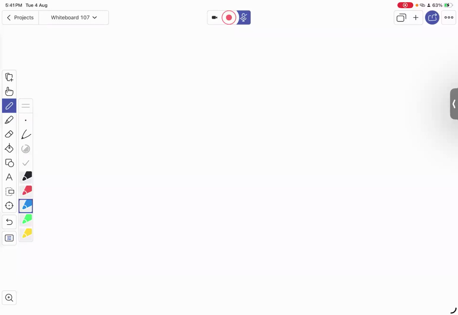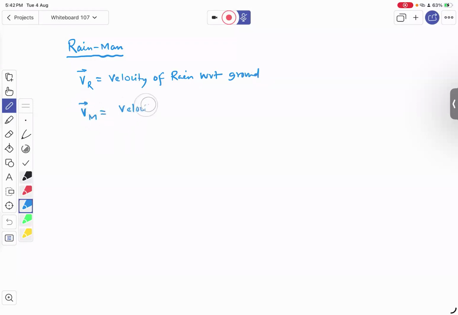Rain-man problems, okay? So here we are going to use the symbols. VR will stand for the velocity of the rain with respect to the ground frame. VM stands for the velocity of the man with respect to the ground.